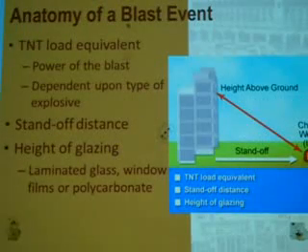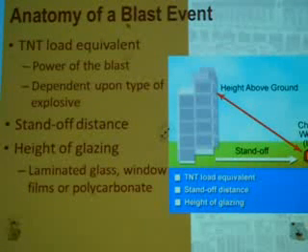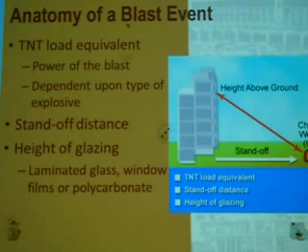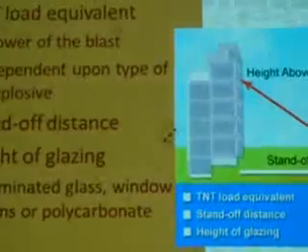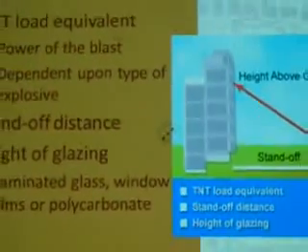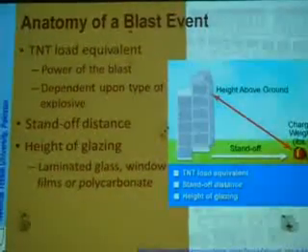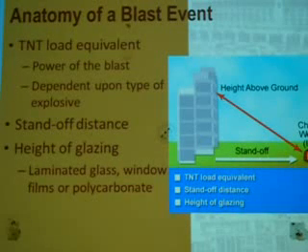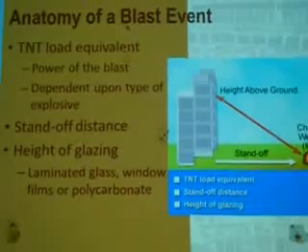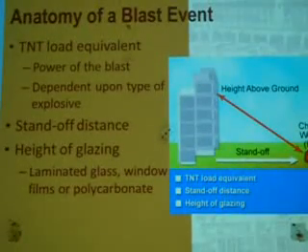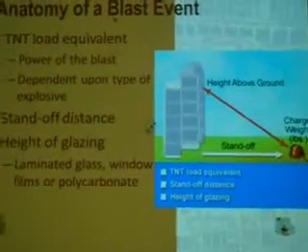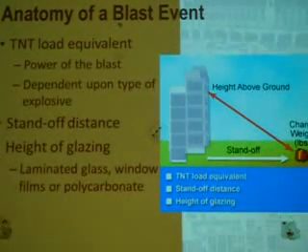If you look at the anatomy of a blast event, it is generally expressed as trinitrotoluene (TNT) equivalent load, which is used to express the power of the blast. It depends on the type of explosive used, the standoff distance from the building or target area, the charge location, and the height of glazing if glazed glass has been used to protect the indoors from the outside blast.